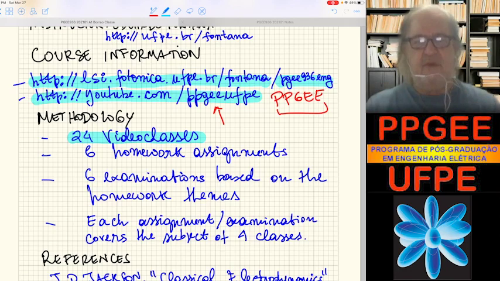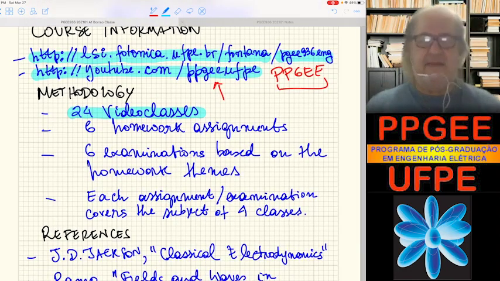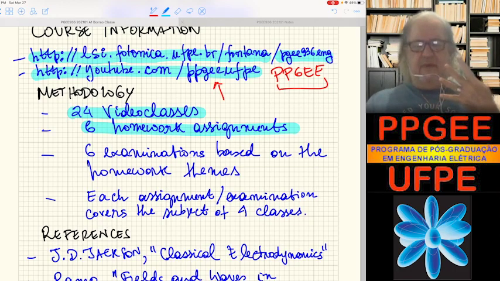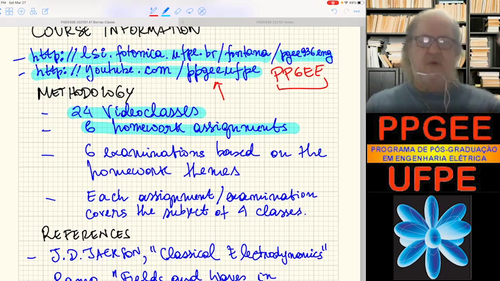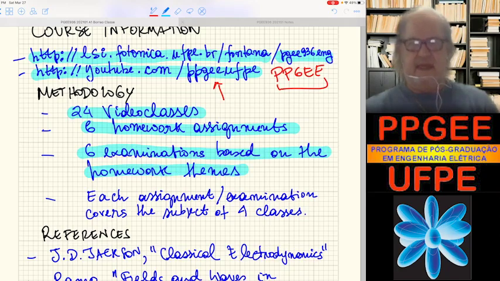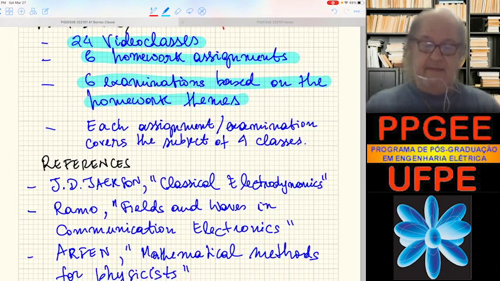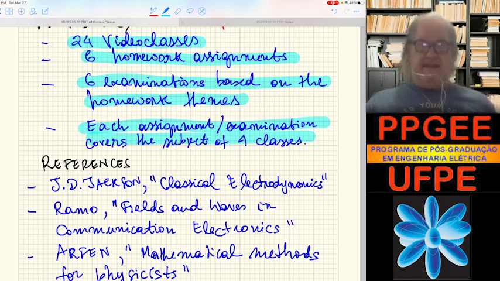And distributed through the course, we're going to have 6 homework assignments. For every group of 4 classes, we're going to have 1 homework that covers the subject matter of all these 4 classes. Then we make 6 examinations based on these homework assignments, based on the themes of these homework assignments, as explained down here. Each assignment covers the subject of 4 classes.